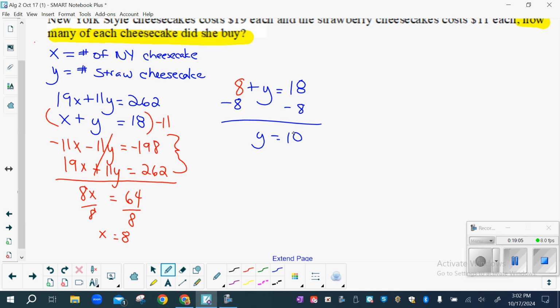Now we need to give our answer in words. So when we define it, it says x is the number of the New York cheesecake. So how many New York cheesecake? So 8 New York cheesecake. And 10 strawberry cheesecake.